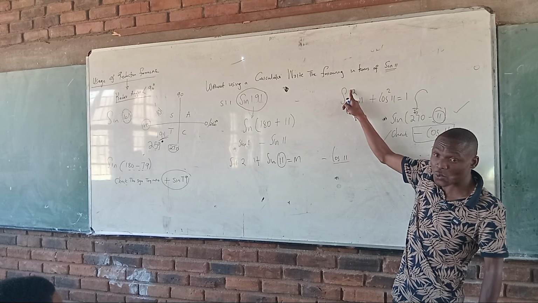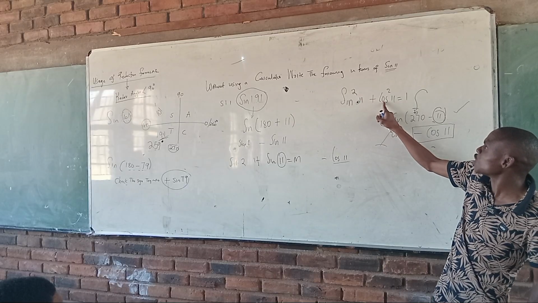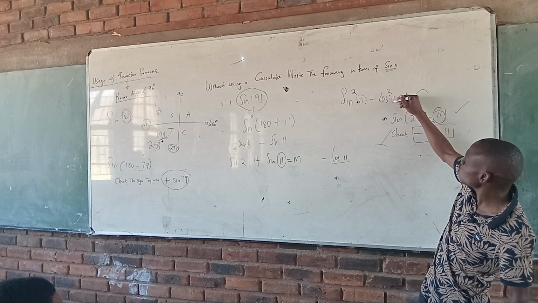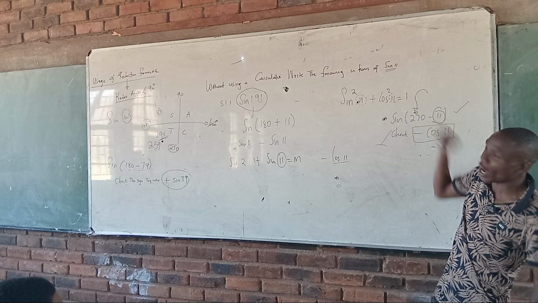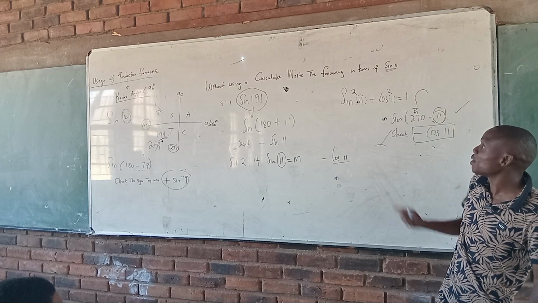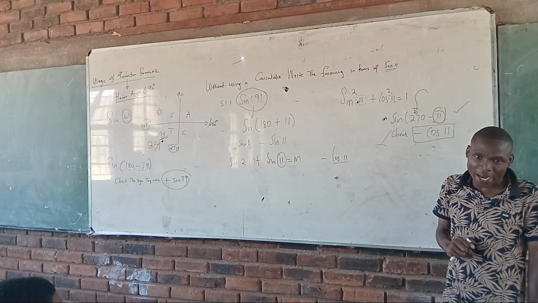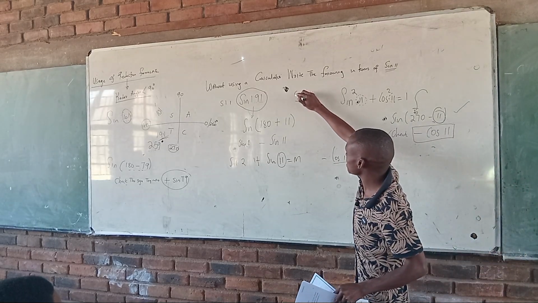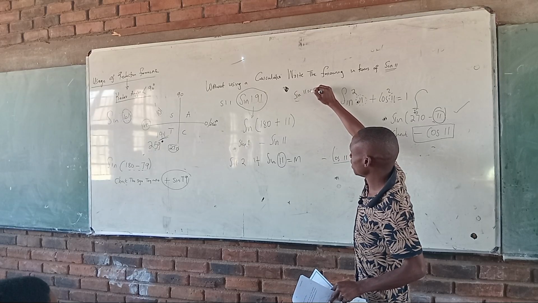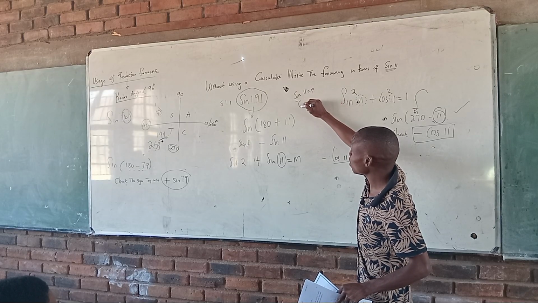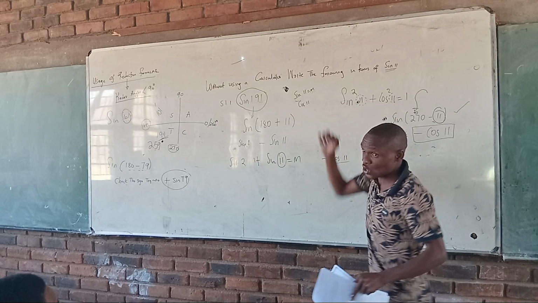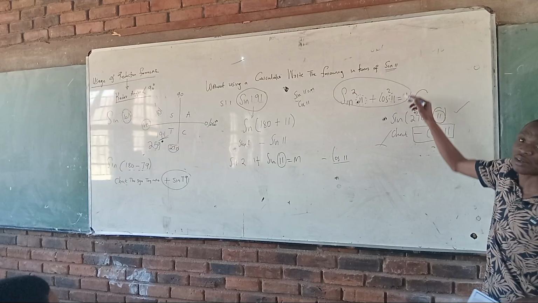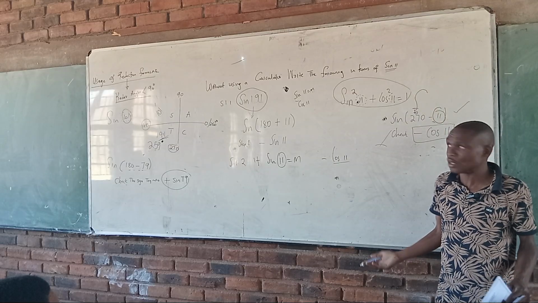Sine squared plus cos squared of the same angle is 1. Just know what this is going to be? 1. So sine squared 11 plus cos squared 11 is 1. Again, back to the problem. We know that sine 11 is m, and we are looking for cos 11. So if you are looking for cos 11, make it the subject of the formula.